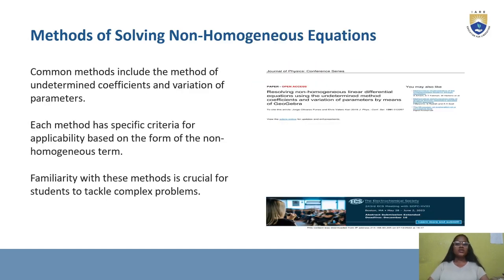Now let's know about the methods of solving non-homogeneous equation. Common methods include the method of undetermined coefficients and variation of parameters. Each method has specific criteria for applicability based on the form of the non-homogeneous term. Familiarity with these methods is crucial for students to tackle complex problems.